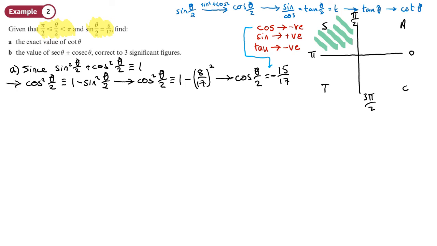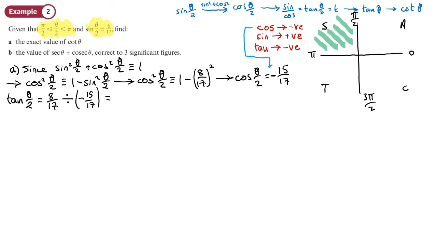Okay, so now we've got cos theta over 2. What was our next step? To find tan theta over 2. So tan theta over 2 is going to be equal to sine theta over 2, which is 8 over 17, divided by cos theta over 2, which is negative 15 over 17.